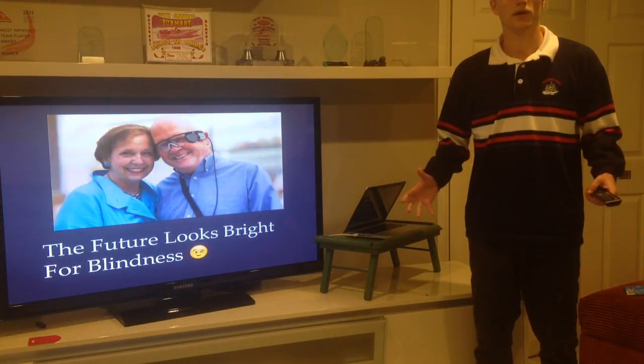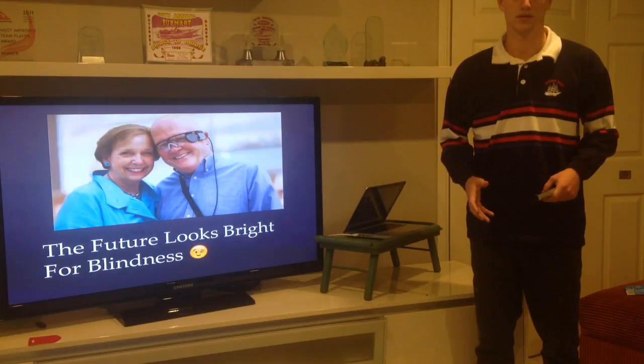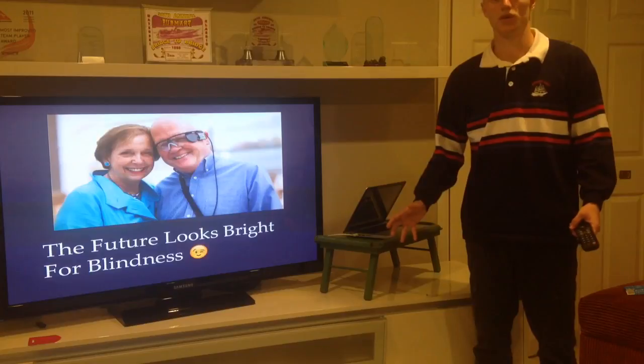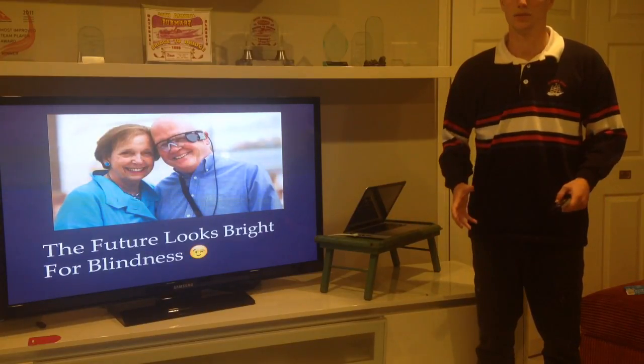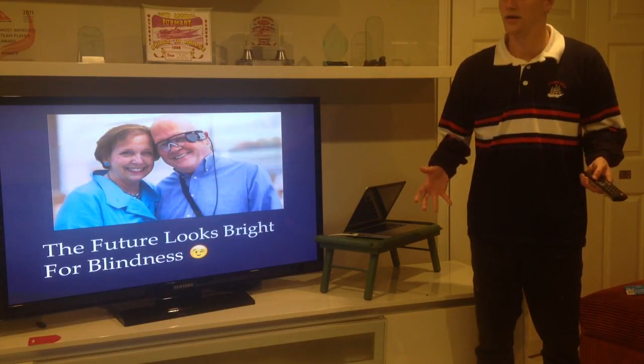So, with the bionic eye seeing rapid advancements and successful trials globally and within Australia, you could say the future is starting to look bright for blindness.